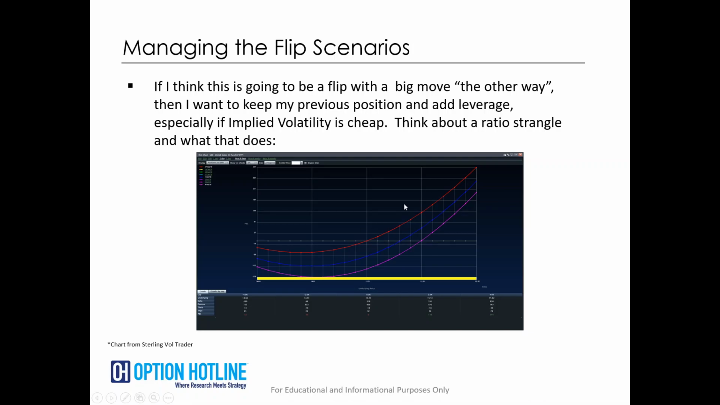And if I just think that we're going to grind higher, I want something that looks like an equity risk, not like this. Because this has theta and vega risk, which is what you can see from passage of time driving lower. So this is the ratio strangle play if I think there's a flip with a big position move the other way. Possible. Gets complicated.